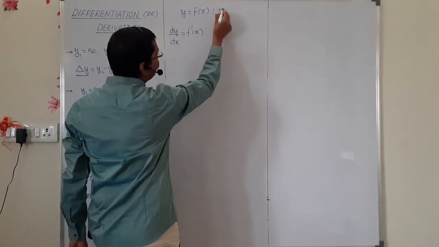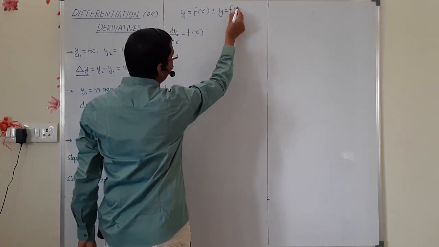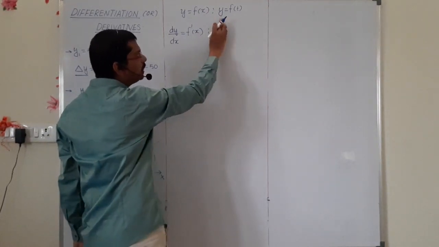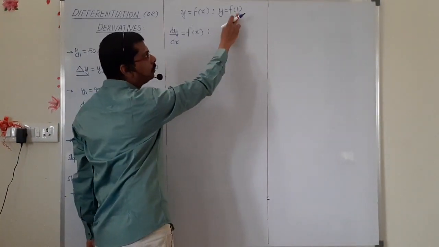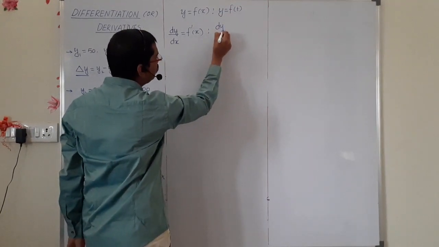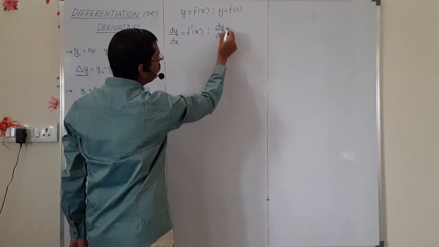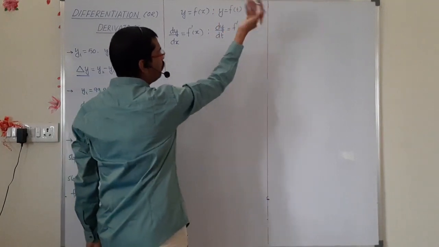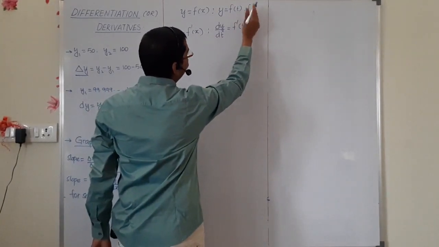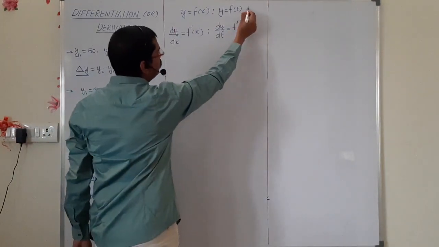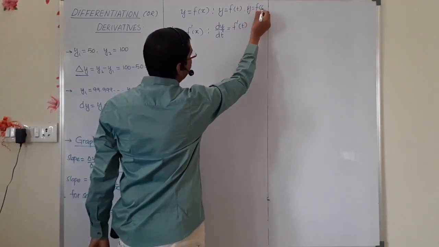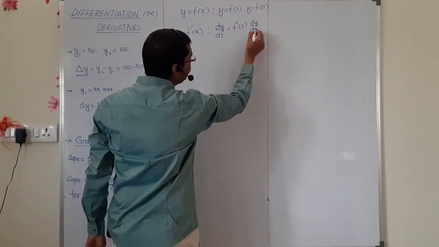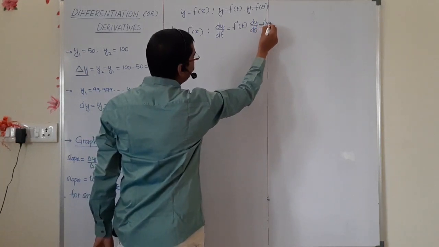For example, if y is a function of t, then the differentiation of y with respect to t is dy upon dt, equal to f dash of t. Another time, if y is a function of theta, then we can write dy upon d theta is equal to f dash of theta.